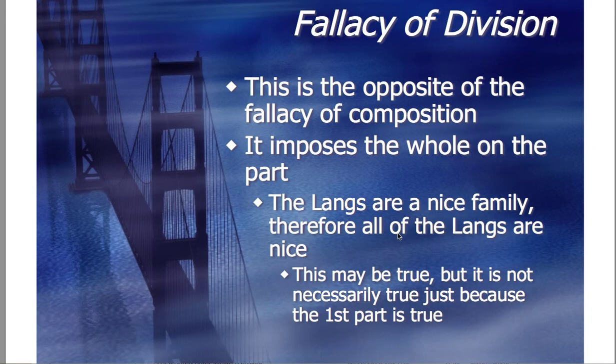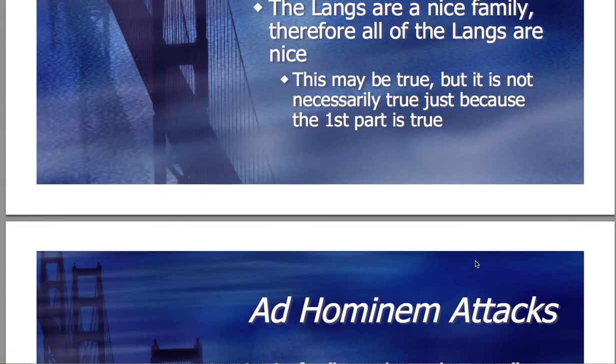So the Langs are a nice family, therefore all of the Langs are nice. Well, clearly that may be true, but it's not necessarily true just because the first part is. So the Langs are a nice family. You can make that statement. That's the whole, okay? And now to impose it on the parts, all of the Langs are nice. Maybe they are. But maybe there's one person in the family that's not that nice. We all have that black sheep or whatever. Maybe there's one person who isn't. So you can't necessarily say that this, while a true statement, applies to all things individually. That might not actually work.